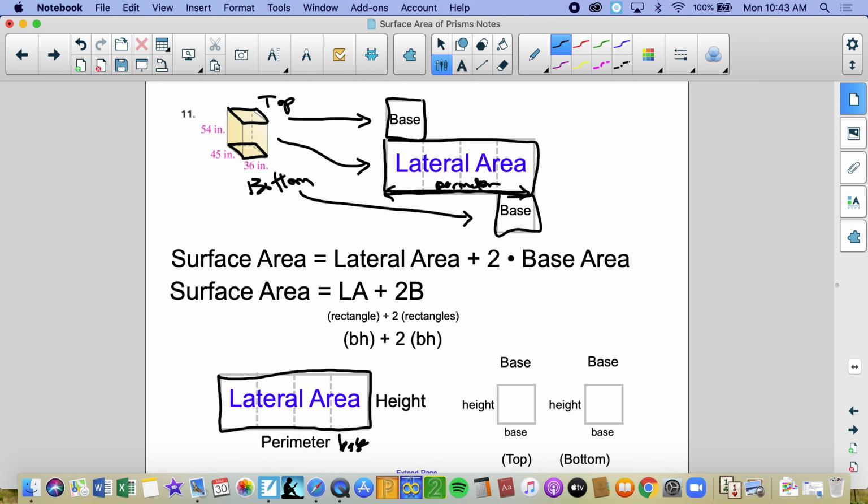And we would add up each of the sides, 36, 45, 36, and then another 45 over here. So we would use that as my base. So that perimeter will also be seen as the base of the object. And then we would find the base, which would also be base times height of each of these bases, the top and the bottom.